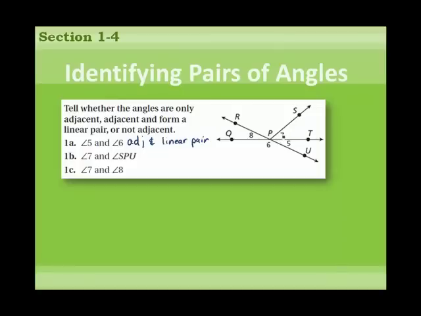If we look at angle 7 here, which is the same as angle SPT, and angle SPU, I'm going to say those are not adjacent because they share common interior points. And if we look at angle 7 here and angle 8 here, they do not share a common side, so they are also not adjacent.